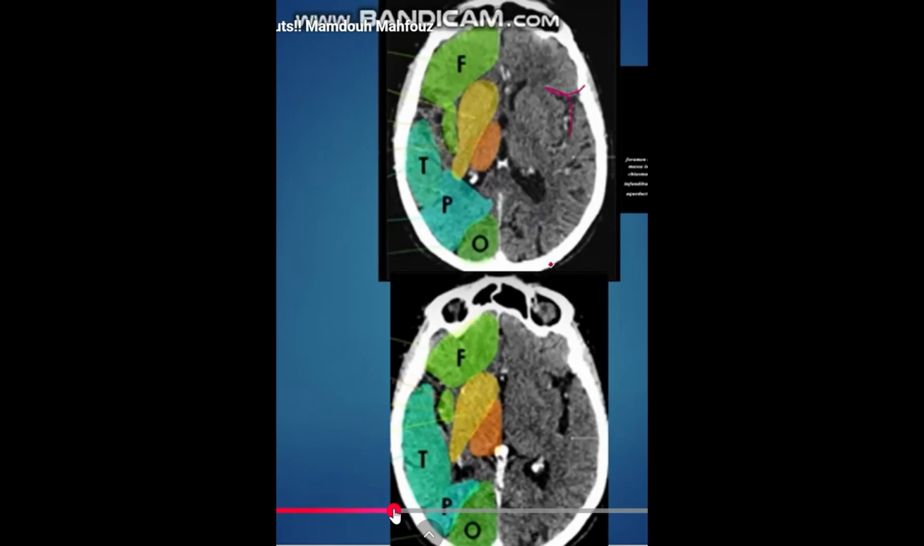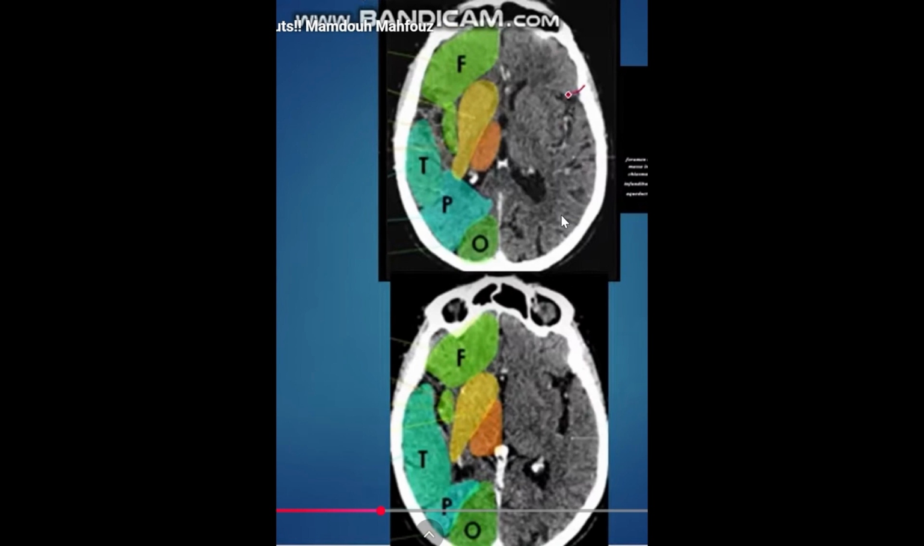If you go down, at the level of the sylvian fissure and the parieto-occipital fissure, when you see the sylvian fissure and the parieto-occipital fissure, the frontal lobe is seen anterior to the sylvian fissure, okay? And this is the temporal lobe. So this is the frontal lobe anterior to the sylvian fissure. This is the temporal lobe posterior to the sylvian fissure.